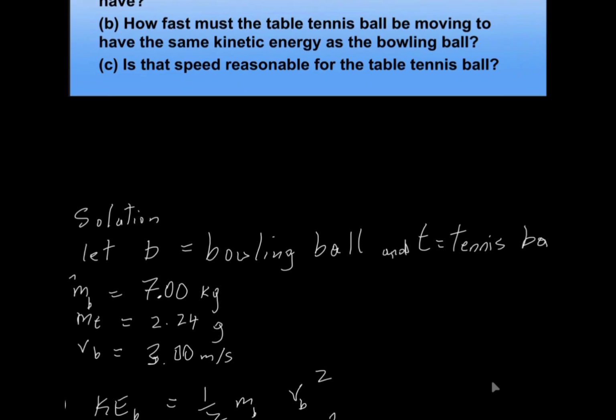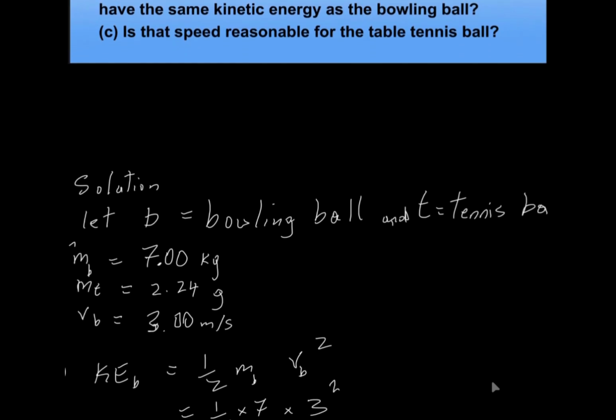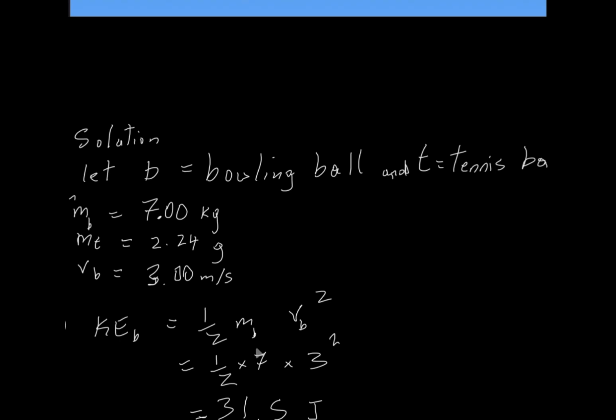For part A, the kinetic energy of the bowling ball is equal to half times the mass of the bowling ball times the velocity of the bowling ball squared. So that's going to be equal to half times 7 times 3 squared, and that's going to be equal to 31.5 joules.